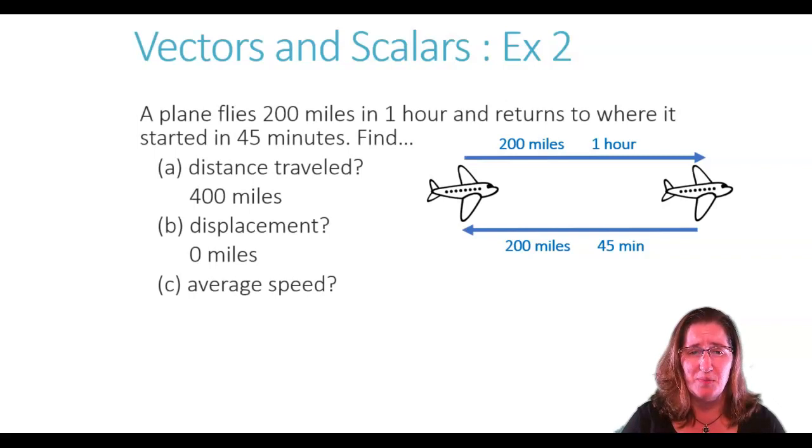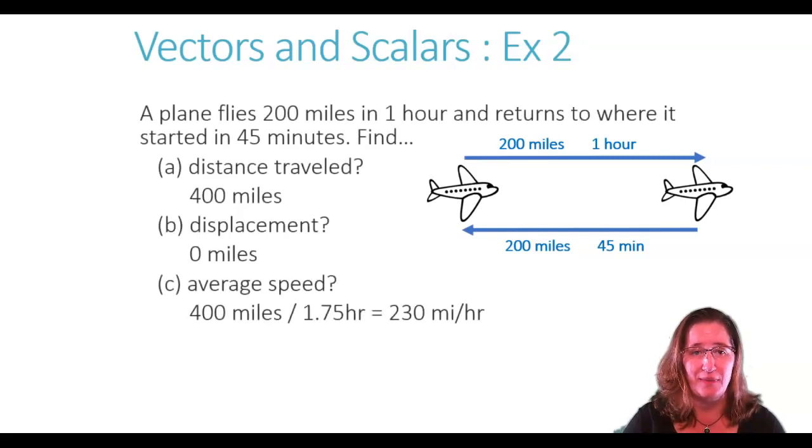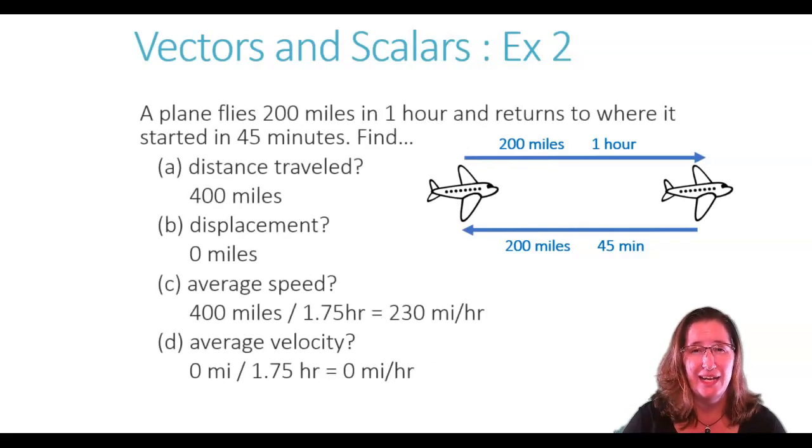If I want to look at the speed, then speed is going to be distance over time. We already said the distance was 400 miles, and the time given here is 1 hour and 45 minutes, so 1.75 hours. So there's my speed. What's my velocity going to be then? Velocity is going to be displacement over time. So since the displacement is 0, the average velocity is actually 0 as well. And that's another one that it feels uncomfortable to say that, but then again, that's the physics definition for how you find velocity.